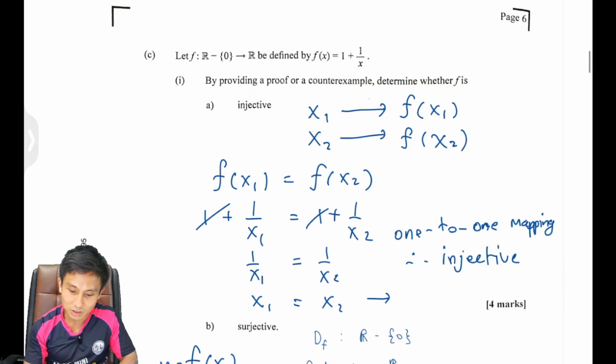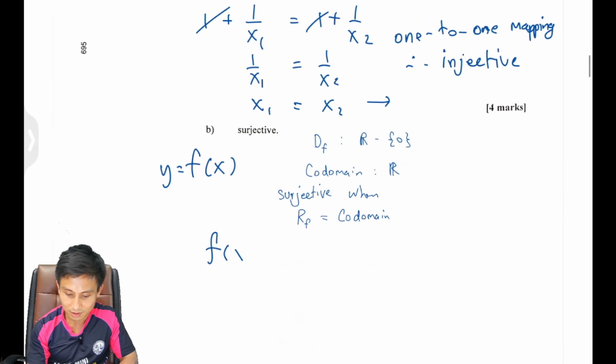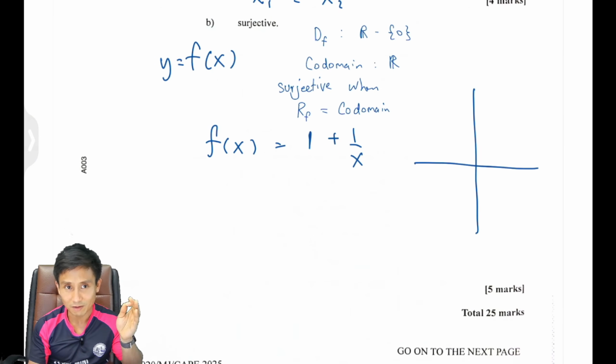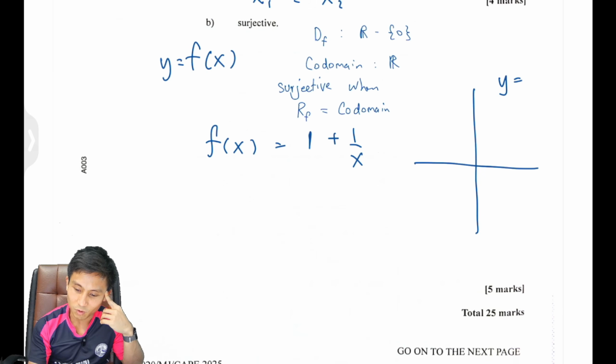Now let's look at the function again. It's f(x) equals 1 plus 1 over x. You should also know about the graph anyway. So if I plot y equals 1 over x, you're going to get a rectangular hyperbola like that, right? But this is adding 1. So if you add 1, you're going to shift the thing upwards.